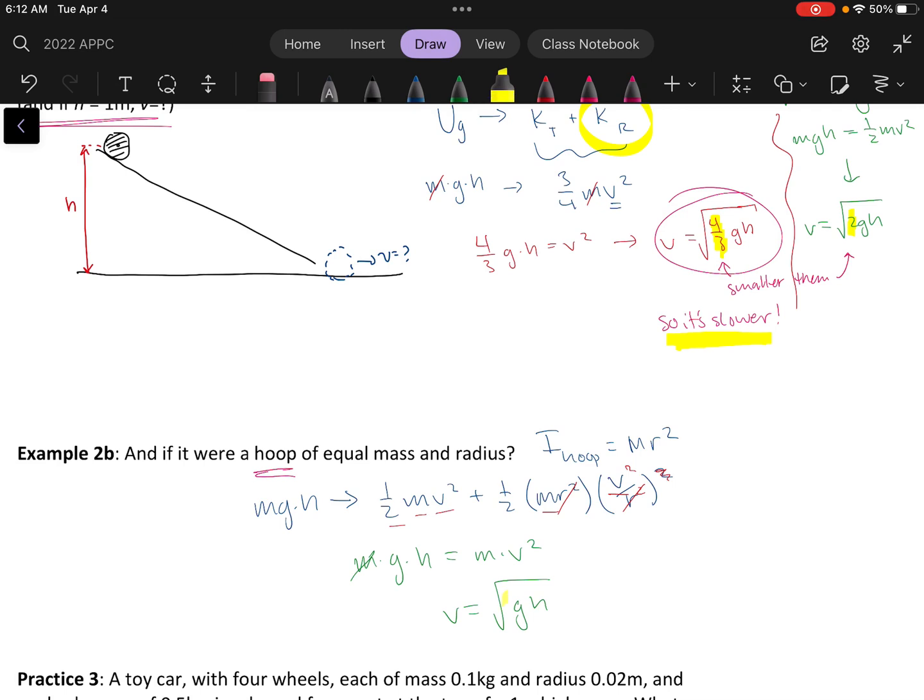And if we look at that, it's got a leading coefficient of 1. Instead of the 2 or the 4/3, it's got a leading coefficient of 1 in there, so this is slower still.